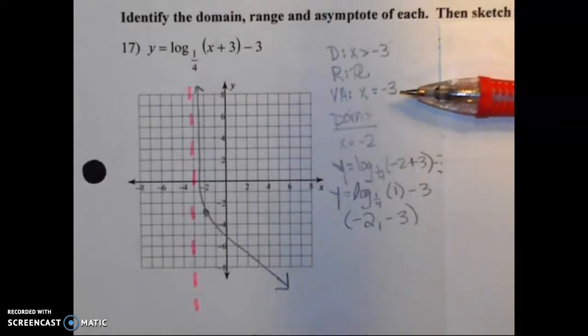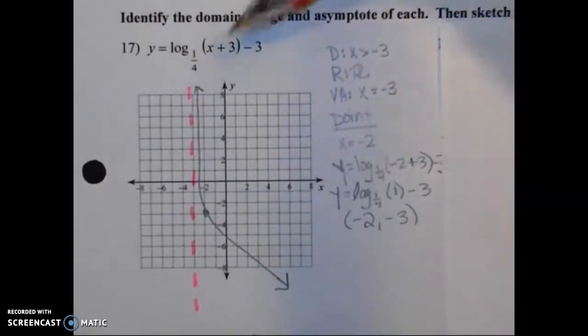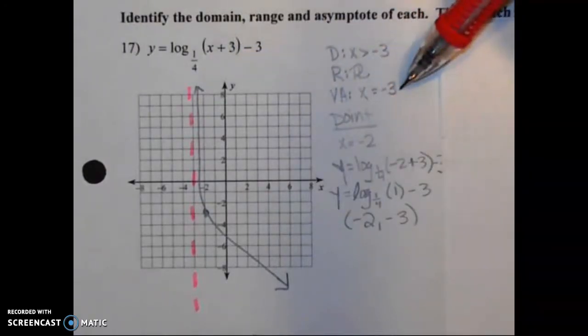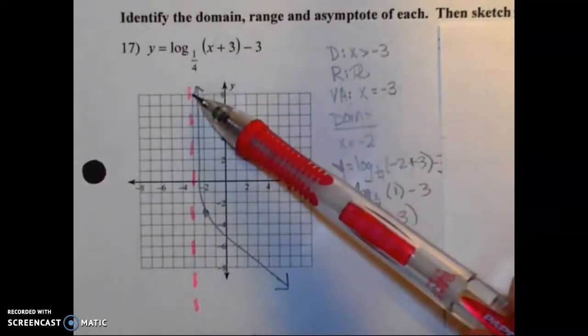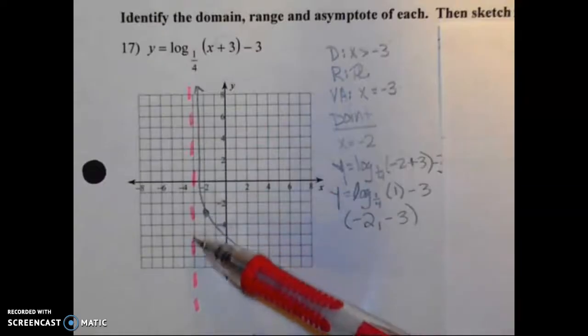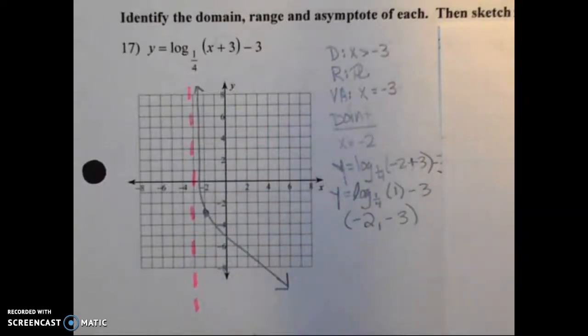The vertical asymptote comes from the number inside, which is here. It's the equation of the line, x equals -3. I got my highlighter and I drew my vertical asymptote. Before we did horizontal, but for logs, they're vertical. If you have a pretty pink highlighter, that would be fabulous.